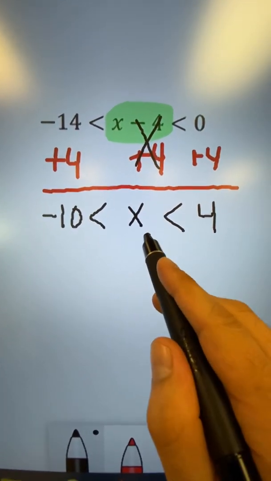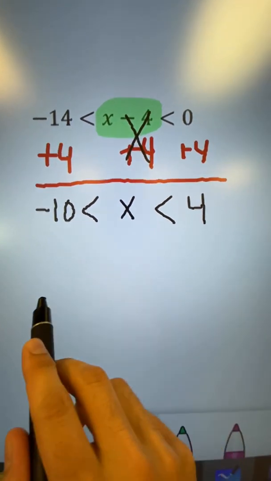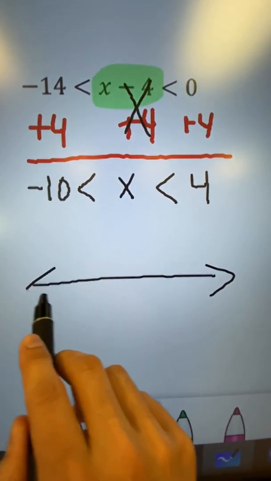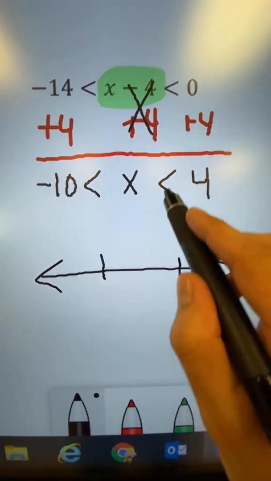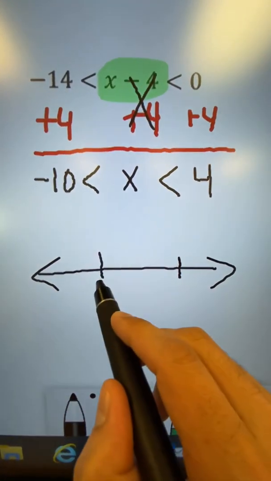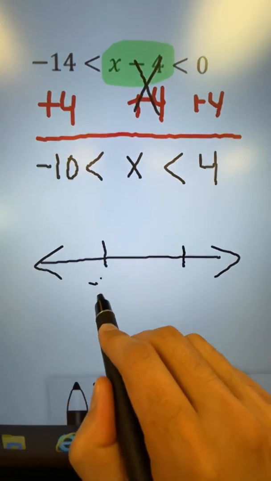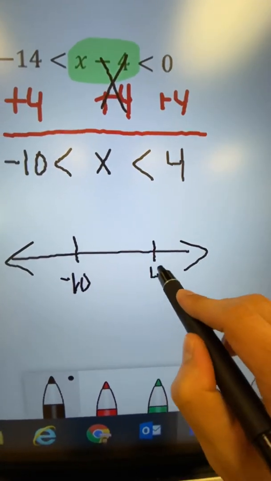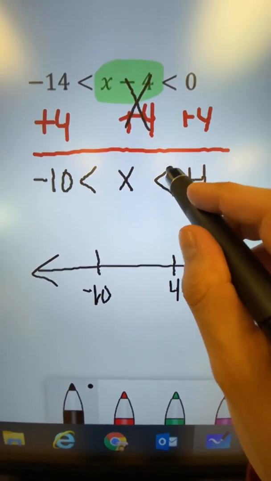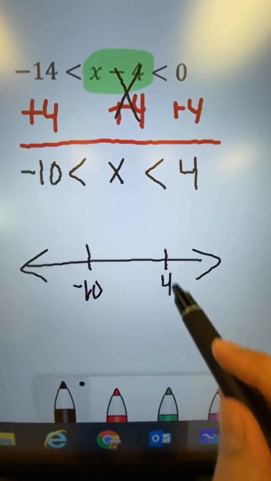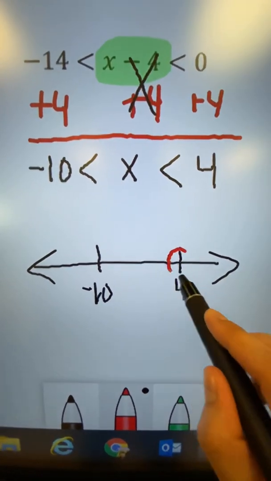Once you have x isolated in the middle, you're ready to graph it. I like this setup because it looks like what you see here. I put my tick marks underneath where the inequalities are. This endpoint is going to be negative 10, and this one is a 4. I look at the less than sign. This is not including the 4, so numbers less than 4 are not included. So I'm going to put an open dot on here.